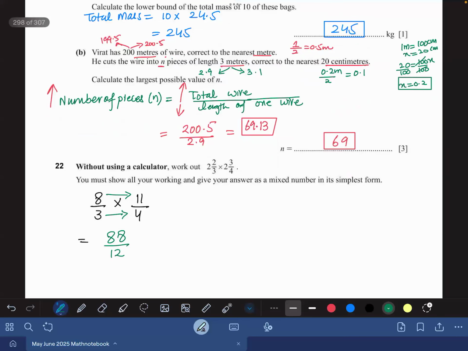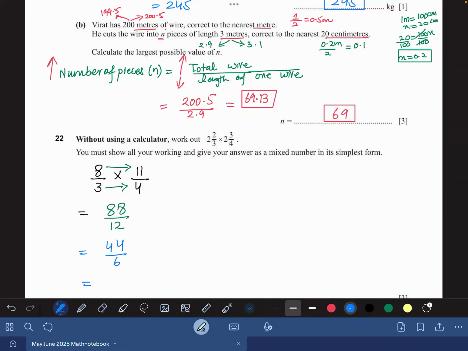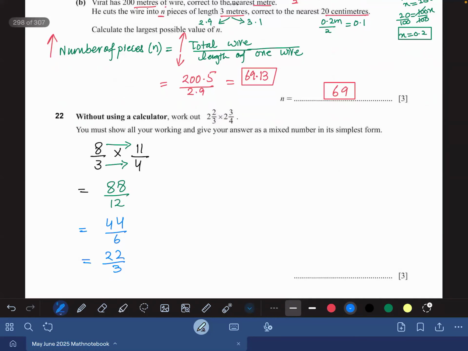I can cut in table 2. 4. Sorry, table 2 is fine. 44 divided by 6. Can I use table 2 again? 22 by 3. Yes or no? Yes, sir. It cannot be cancelled, but the examiner is saying give your answer as a mixed fraction. So we know that a mixed fraction looks like this. Agree or not?